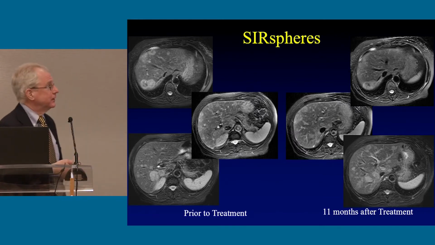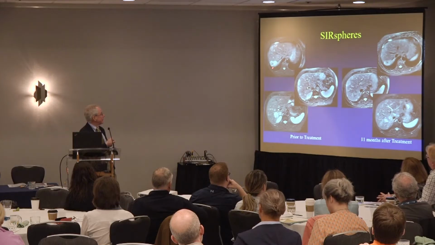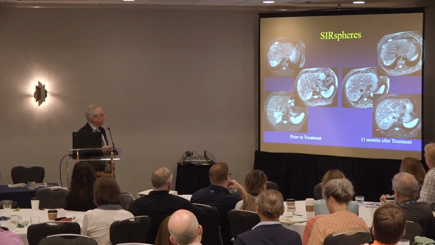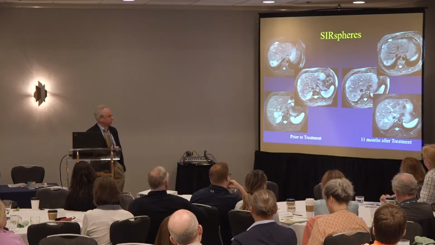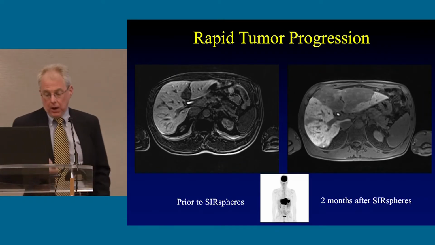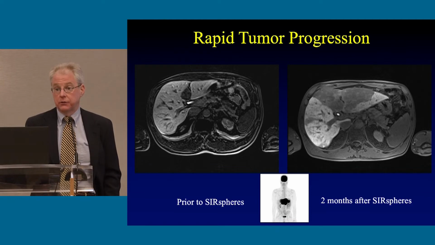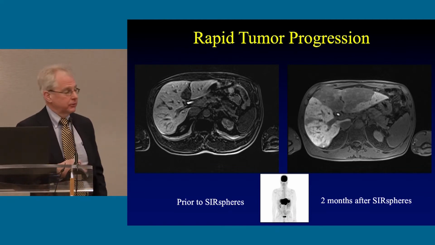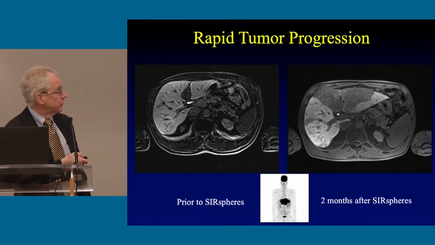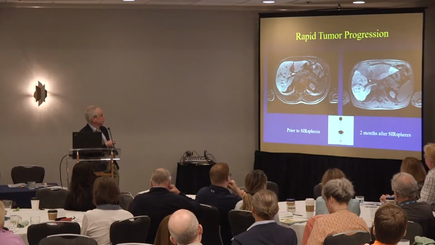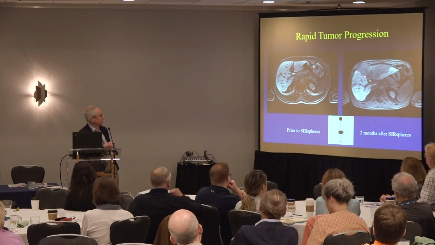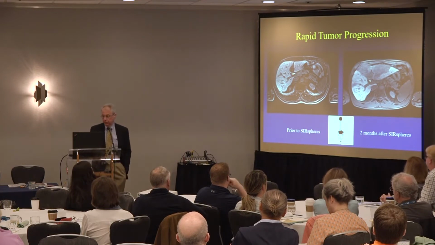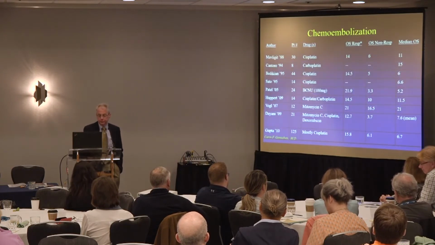And certainly, radioactive microspheres can be very useful in shrinking tumors, and this is just one example. But unfortunately, some patients fit in that small group of they progress despite our best efforts. And this is a patient's tumor prior to treatment with SIR-Spheres, and this is only 2 months after SIR-Spheres, after he had rapidly grown through immunoembolization too.